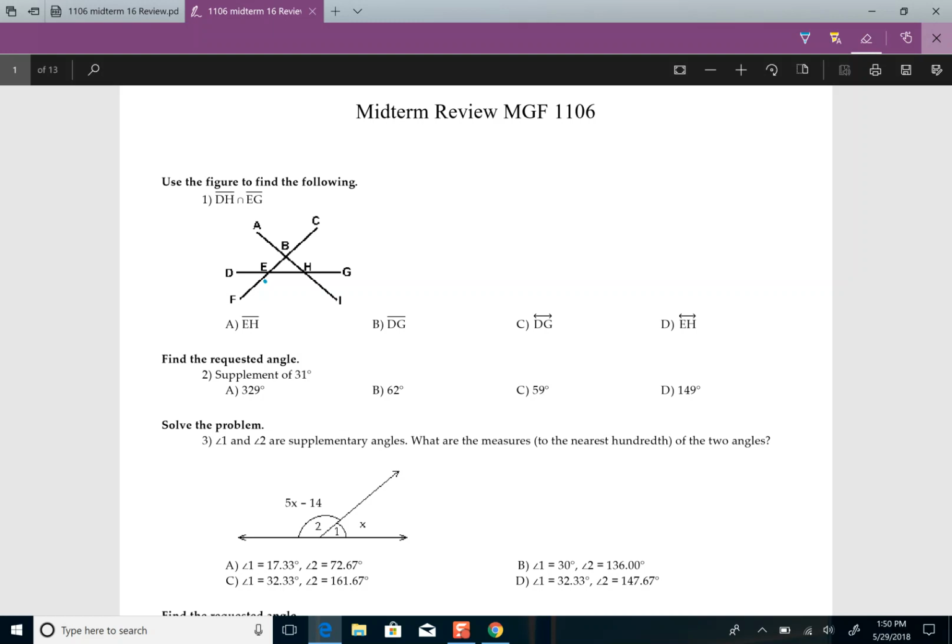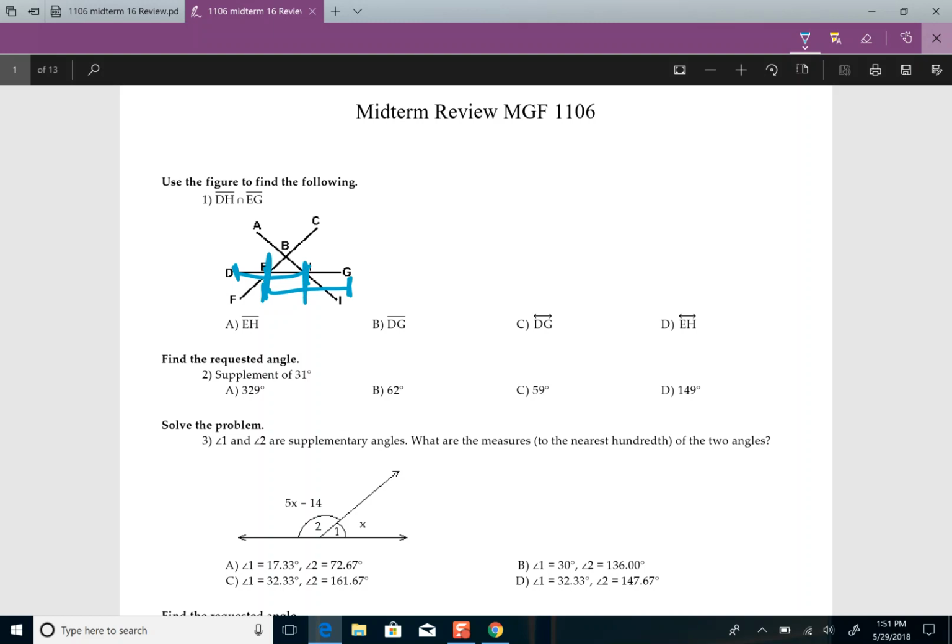So let's get started. Number 1 says I have a line segment, DH, and I just want to mark that on here. So here starting at D and stopping at H. And I want to intersect that with line segment EG. Okay. Drawing on it really helps. That way you can see the intersection, which is the overlap. So it starts at E, it stops at H.